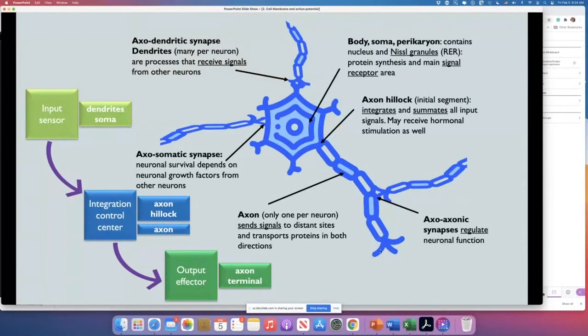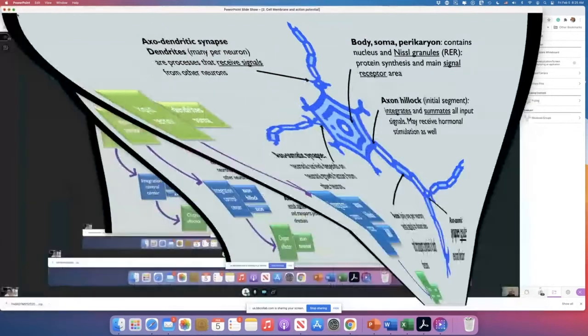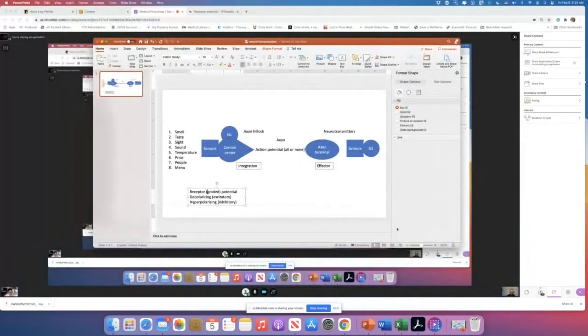Now, I have here an analogy that will help you understand this better. So I'm going to take something that I made to try to make students understand this better.